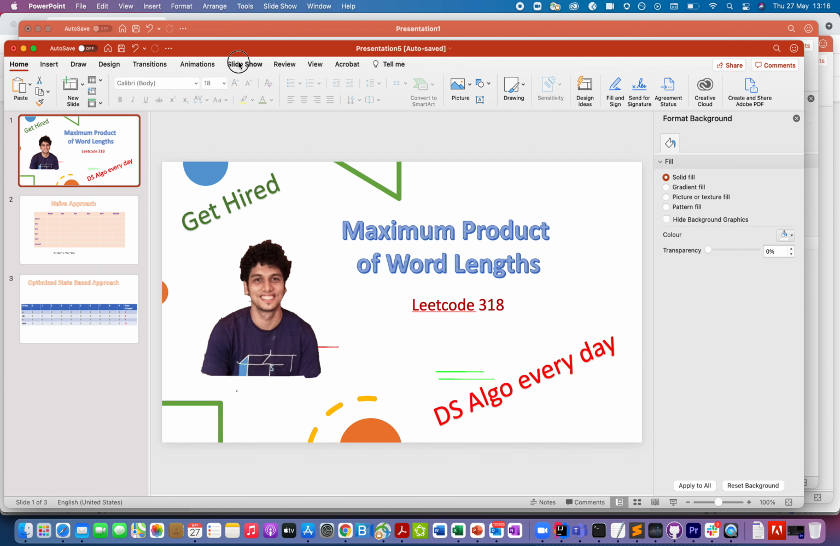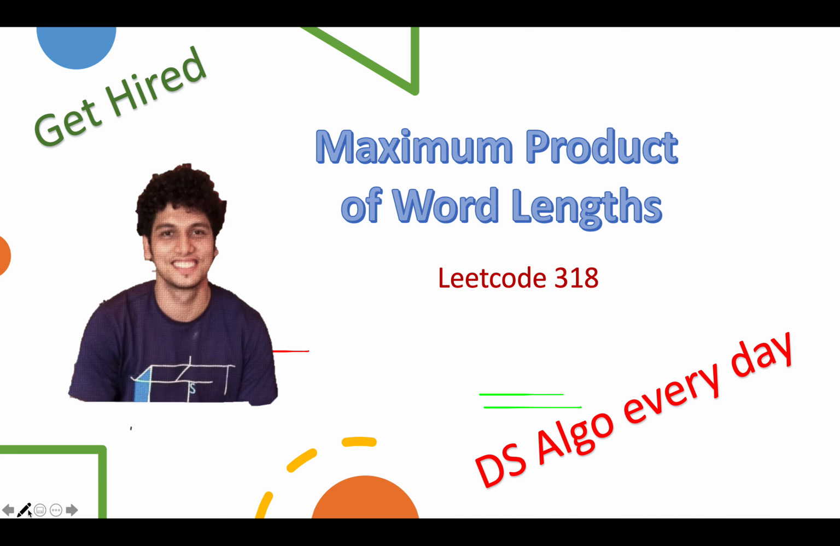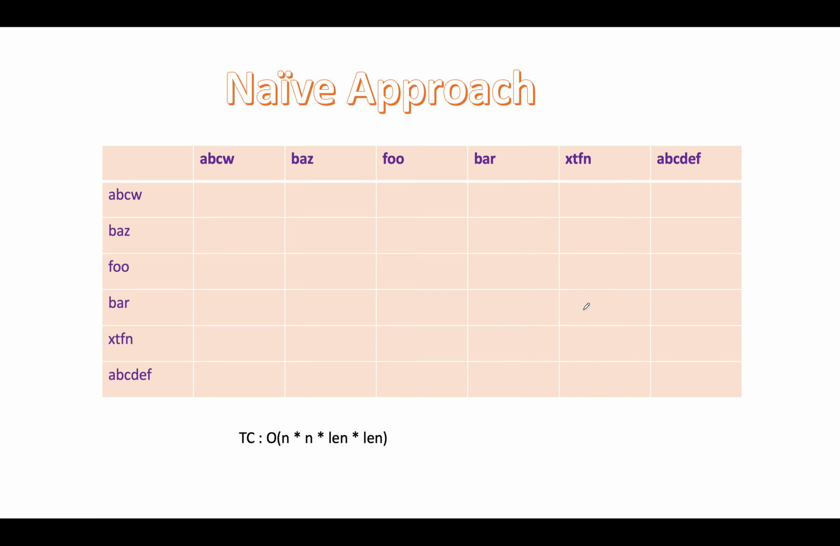So let me just start the slideshow and take a pen here. Maximum product of word lengths, LeetCode 318. The naive approach that comes to everybody's mind is something like this. For each string, you check it across the other strings and try to find out if there is any character in common between them. If there is no common character, you calculate the product, and you do it across all possible pairs of words. The maximum product is your answer.